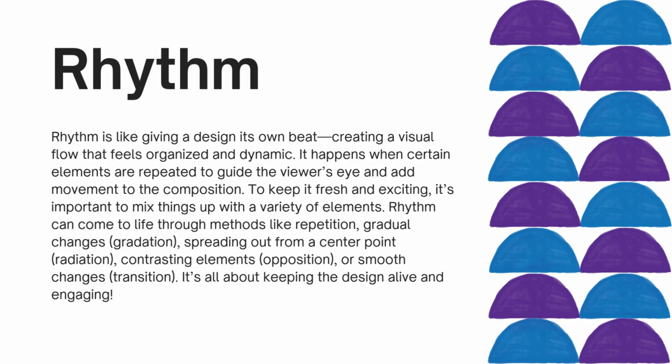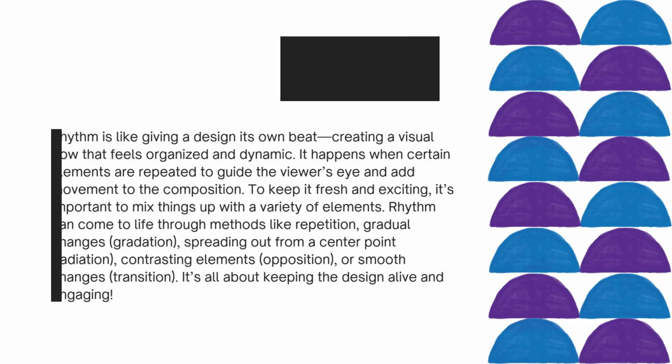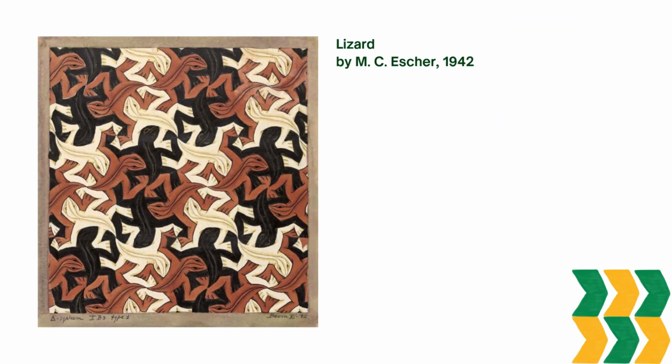Rhythm is like giving your design a heartbeat, a visual tempo that organizes movement and keeps the eye dancing across the composition. It's all about repetition, gradation, radiation, opposition, or transition, adding variety while keeping the beat alive and energetic. Look at Escher's lizard. Repeating shapes weave together, creating a rhythmic flow that's endlessly fascinating. It's a perfect example of how rhythm can bring a design to life.